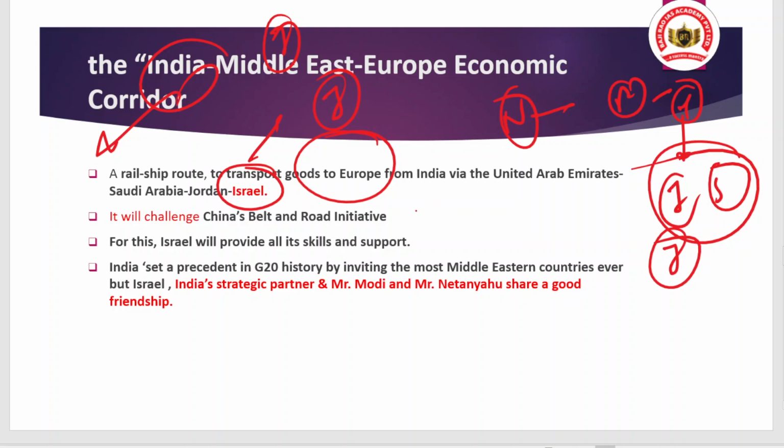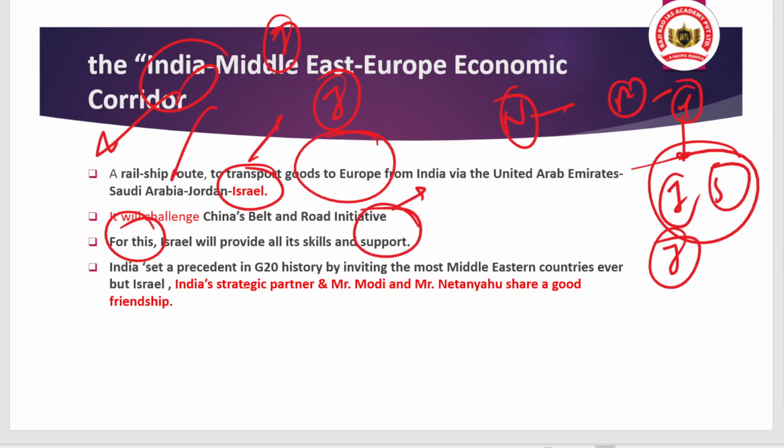Initiative, that is the large infrastructure project that China is proposing, and via this they are bringing various countries under its influence by giving loans and infrastructure build-up and all these, and this all indicates the rise of China as well. Okay, so for this corridor, Israel will provide all its skills and support.